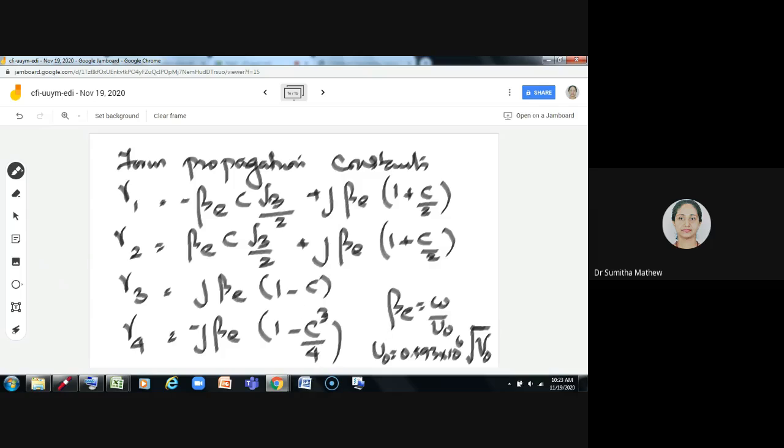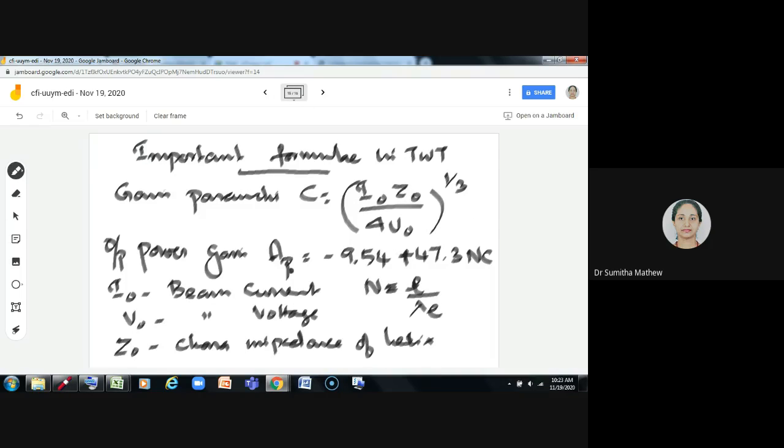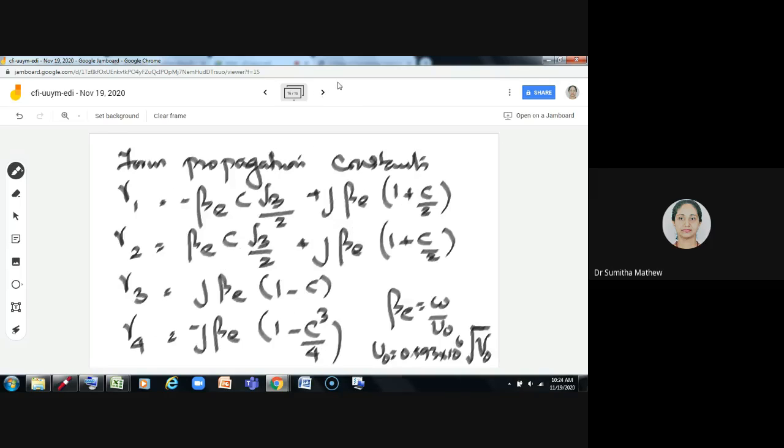So these 4 propagation constants, plus the gain parameter formula C and the output power gain in dB. Here, output power gain in dB, AP, is equal to minus 9.54 plus 47.3 N into C. What is N? It is the circuit length given by L by lambda E. So L and lambda E will be given, and you can find out N. So 2 questions I have also worked out and given to you in that problem.